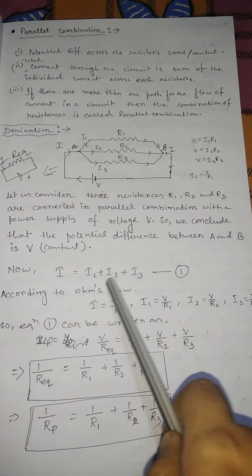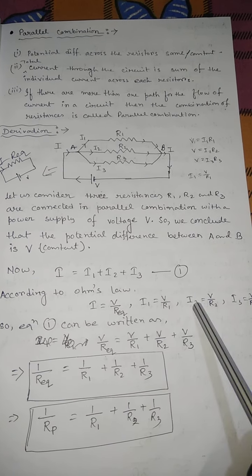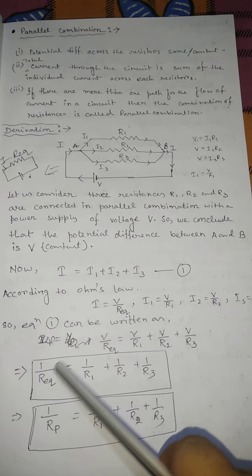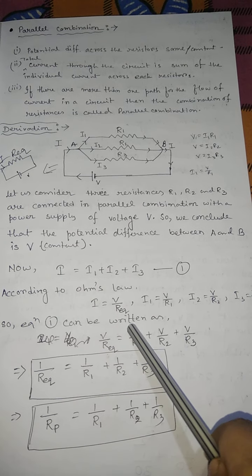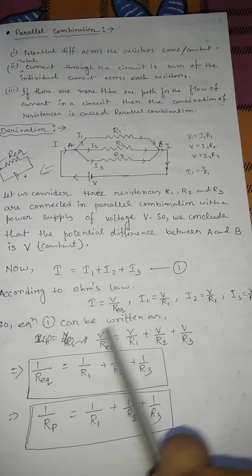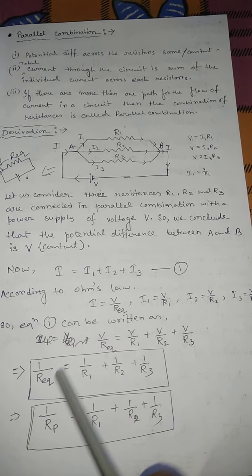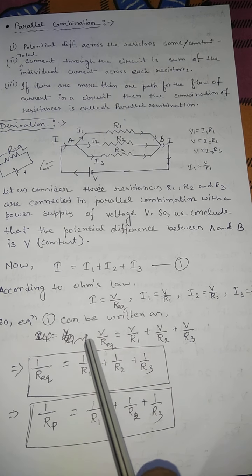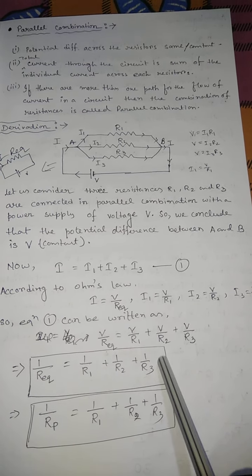Now we put these values of I, I1, I2 and I3 in equation 1. So we get V by R equivalent equals V by R1 plus V by R2 plus V by R3. V is fixed or constant, so it cancels on both sides. So 1 by R equivalent equals 1 by R1 plus 1 by R2 plus 1 by R3.